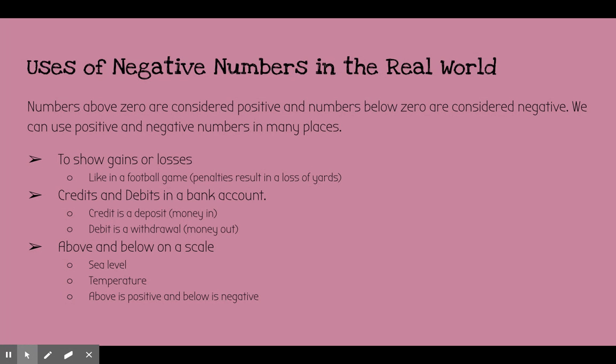In general, numbers above zero are considered positive numbers, and numbers below zero are considered negative numbers. We can use positive and negative numbers in many places. We can use it to show gains or losses in games, like in a football game, right? If there's a penalty, the ball gets moved back. There's a loss of yardage. If the penalty is on the other team, you get to move the ball forward, or a gain of 5 or 10 yards.